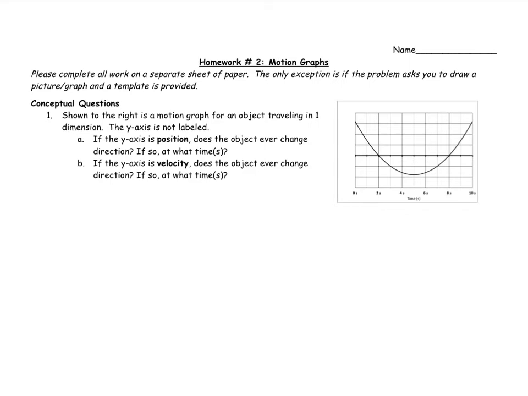What we're thinking about is that changing direction really means changing the sign of our velocity. On a position graph, velocity is the slope. So we want to look for a time when the sign of the slope changes, going from going down to going up or vice versa.